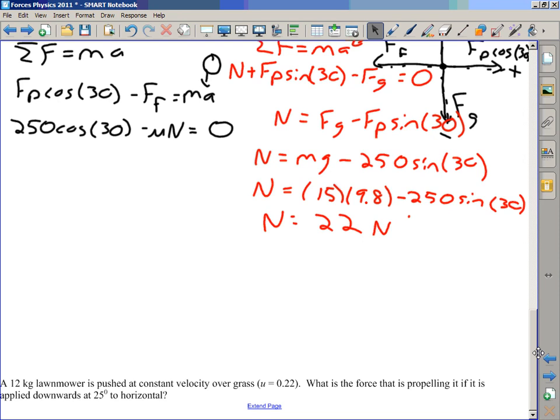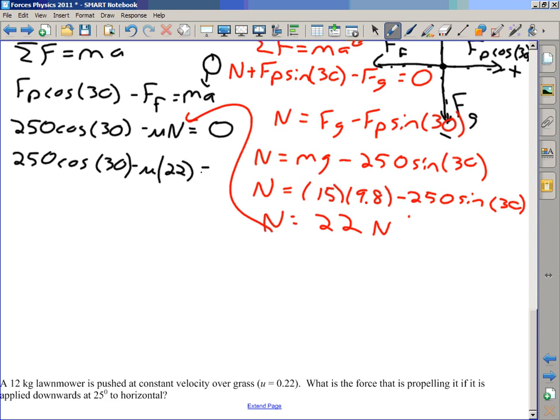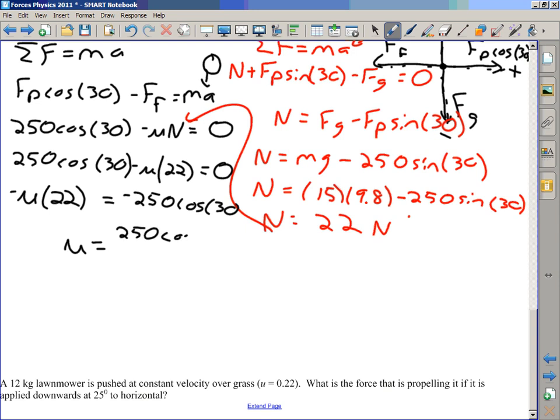All right, so now we plug this back in, right? Now it's simple algebra. 250 cosine 30 minus mu times 22 equals 0. Negative mu times 22 is negative 250 cosine 30. Mu is going to equal... Why didn't you just add mu 22? It doesn't matter, right? Dividing negatives out.